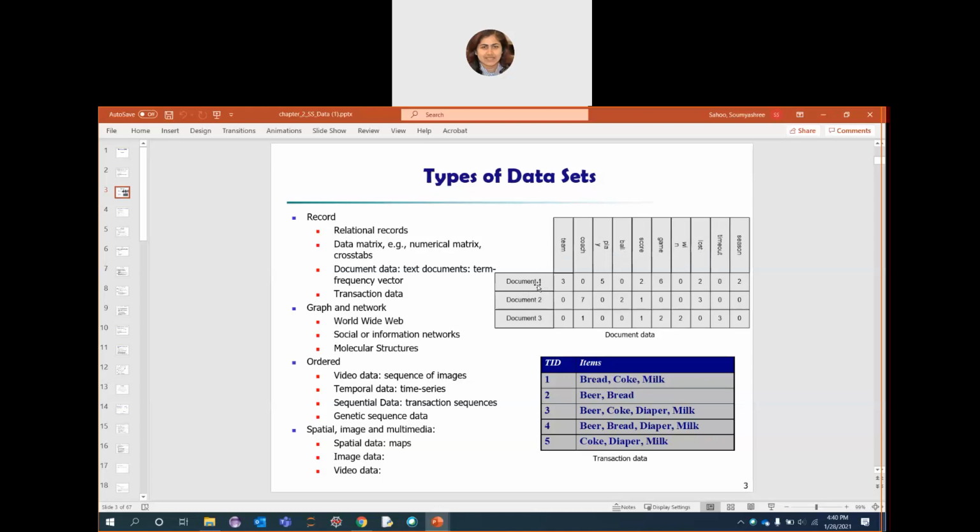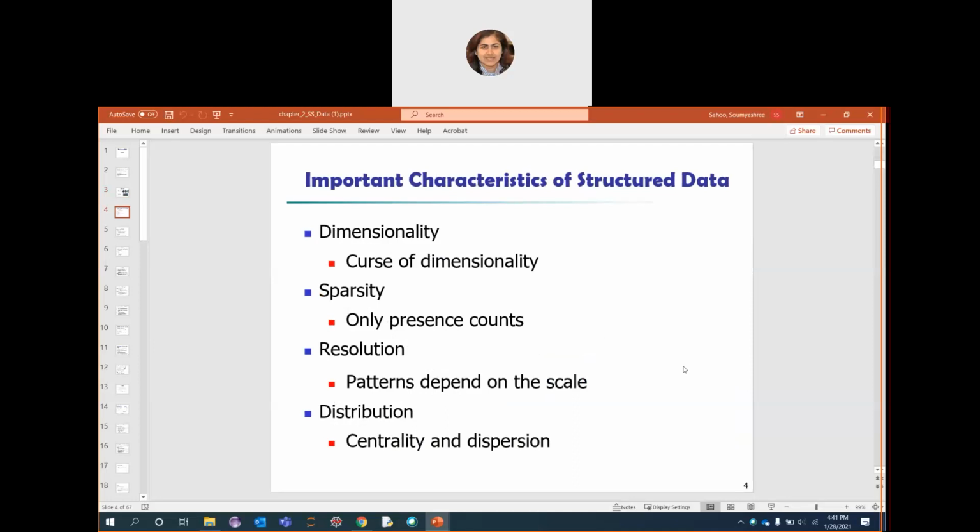And each document, document 1, has this attribute frequency as 3, coach frequency 0, play frequency 5. Then the transaction data, you have seen this in the previous chapter as well. The transaction data actually looks in this way. You have 5 transactions here, and each transaction has this set of item sets.